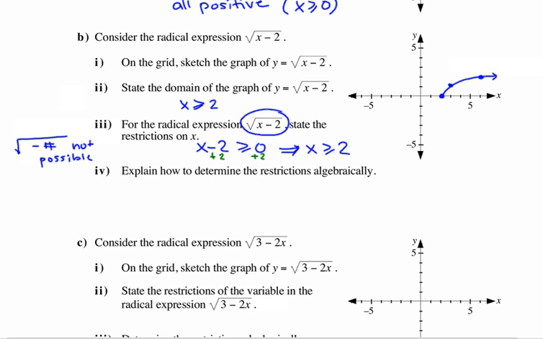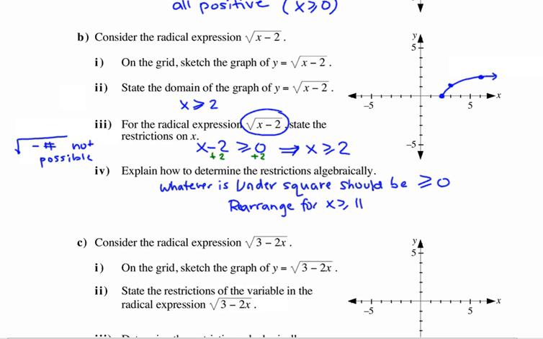Explain how to determine the restrictions algebraically. Basically, what we need to do is take whatever is under the square root and set it greater than or equal to 0. Whatever is under the square root should be greater than or equal to 0. And then we just rearrange for x is greater than or equal to some number.